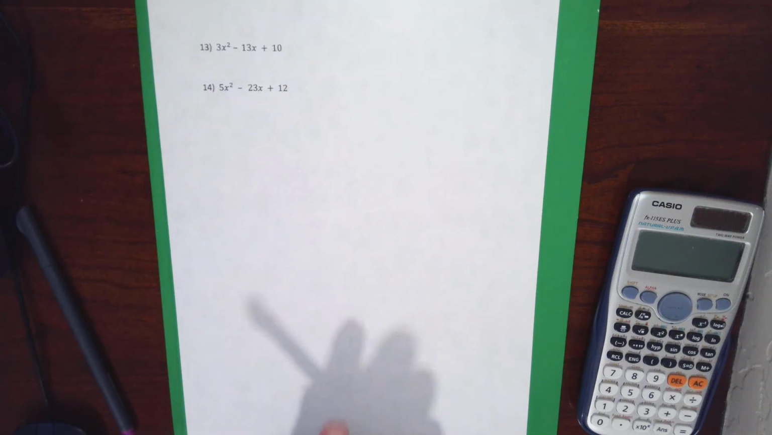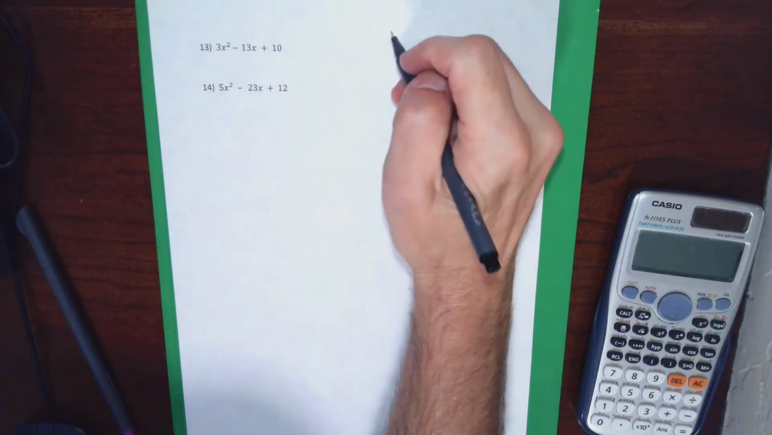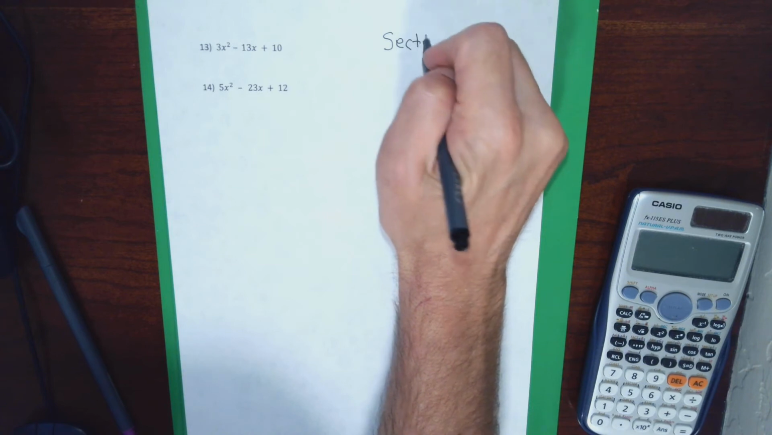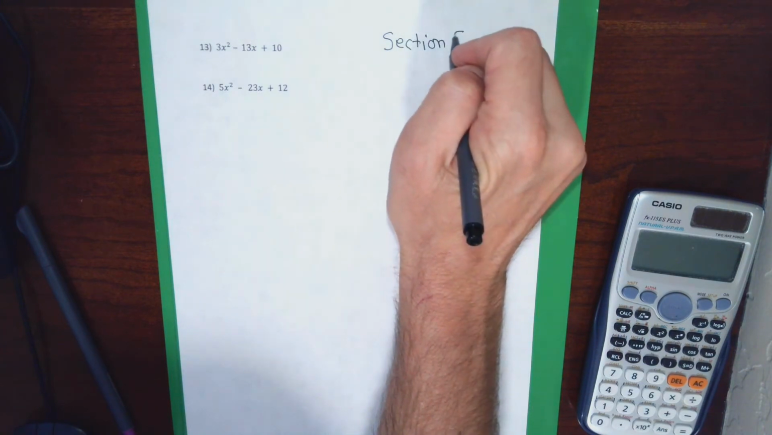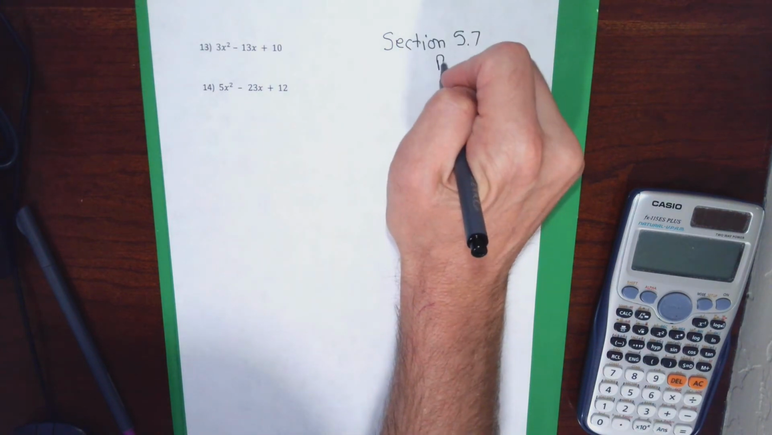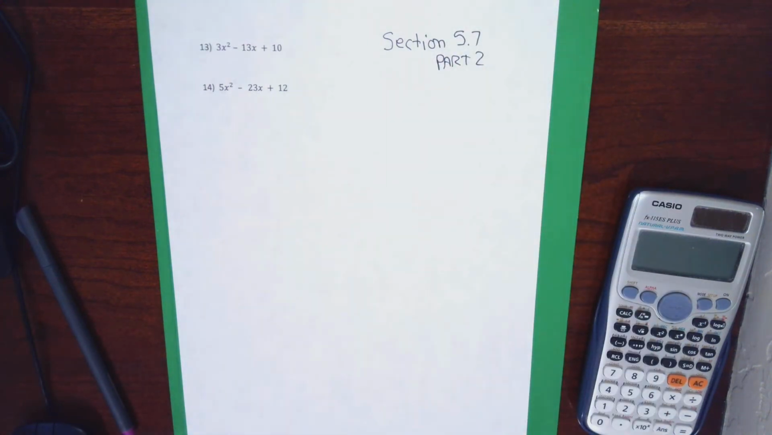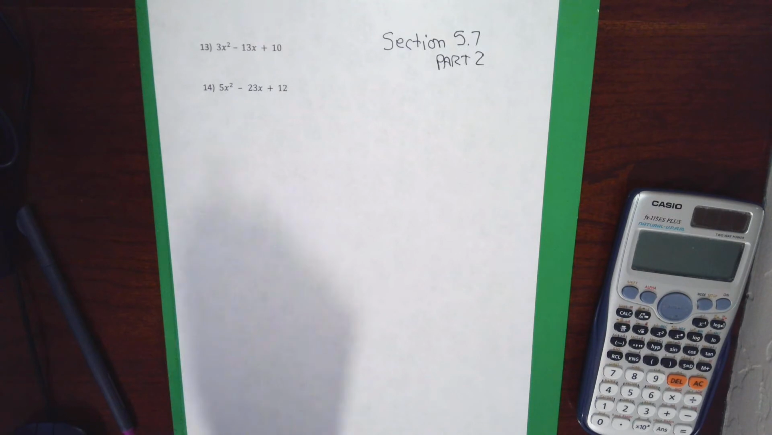So this is just the second part of section 5.7, and I hopefully can finish this part in a half hour, so I don't need to make a part 3. So I'm just going to jump into the factoring and maybe do some more number computing in my head.